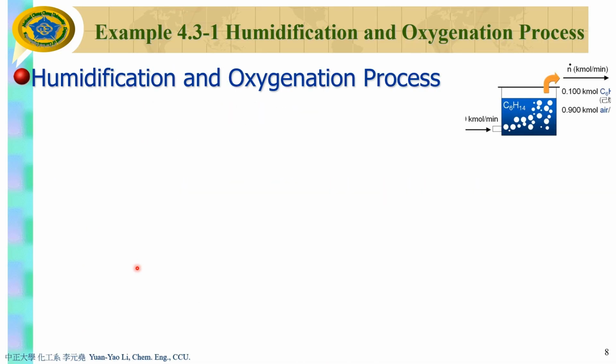Right, so let me show you an example: 4.3-1, humidification and oxygenation process. I hope you still remember that this is one of the cases you learned in the previous lecture. You have air fed into this hexane, and air comes out with hexane. There's about 10% hexane in the output stream, right? So you want to deliver hexane in the gas phase.